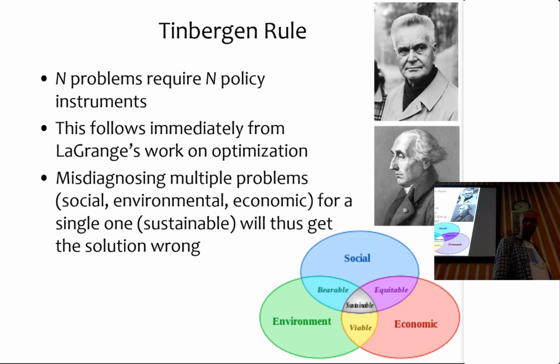Now, that leads me to my final remarks before the break. And that goes back to Jan Tinbergen, who you see there, who wrote a book in the early 50s about public policy. And one of the things that he introduced is the so-called Tinbergen Rule. There's actually 2 Tinbergen Rules, but I mean this one. And that is, if you have n problems, you need n policy interventions. Actually, this follows directly from Lagrange's work, who you also see there, on optimization.